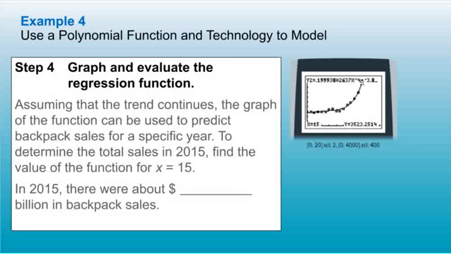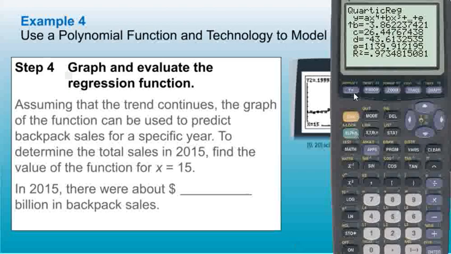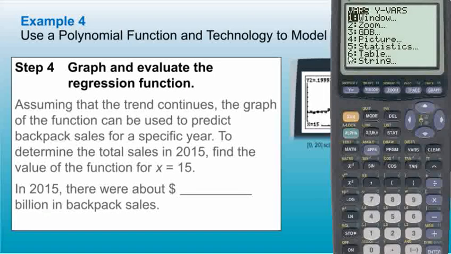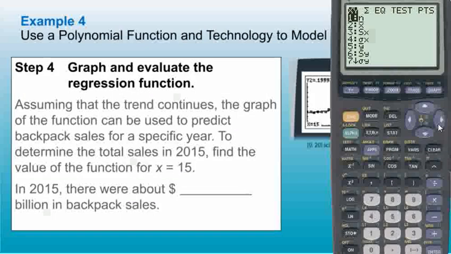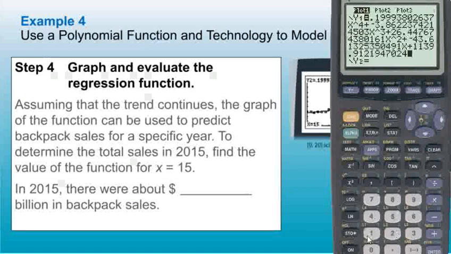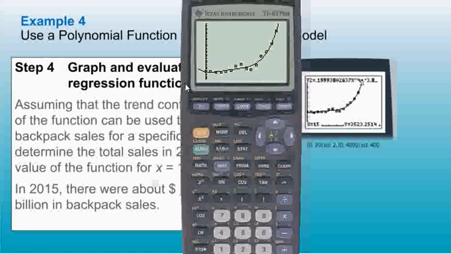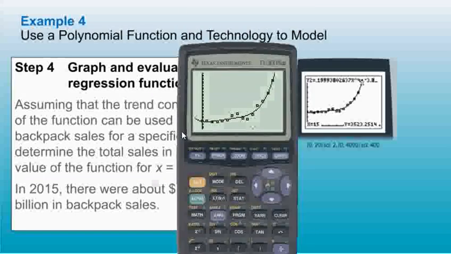Step 4 is to graph and evaluate the regression function. So if we're going to put that in our calculator to graph all of that, now if I go to y equals, I'm going to hit vars, go down to number 5, statistics, go over to EQ, and choose number 1. It puts my equation in here. Then if I hit graph, it now puts the line in here. So that's the line of best fit. If you compare the two, they look very similar.